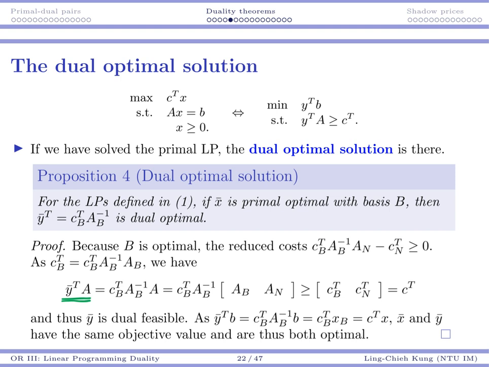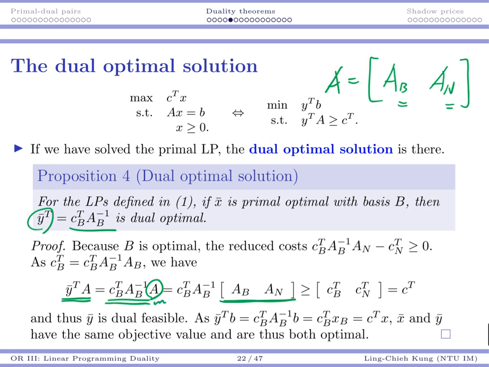So consider the quantity y bar transpose A. So y bar is defined in this way, all right? So y bar transpose A, if you replace y bar by this one, you're going to get CB transpose AB inverse A. Here, A is a matrix that may be decomposed into AB and AN according to your basis and the set of non-basic variables, okay? So you may replace A by AB and AN. If you do that, then this multiplication becomes two parts. You have CB transpose AB inverse AB, and you have CB transpose AB inverse AN, okay?